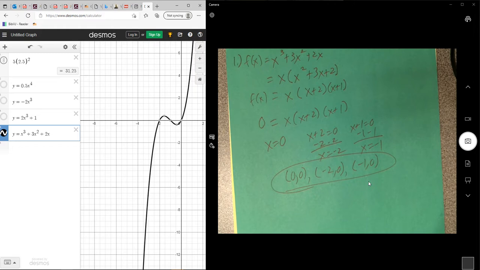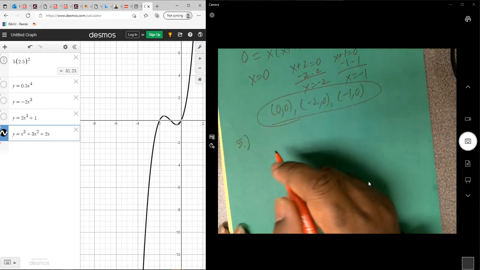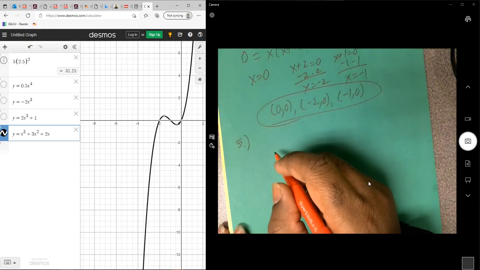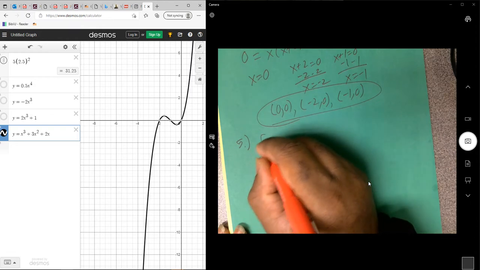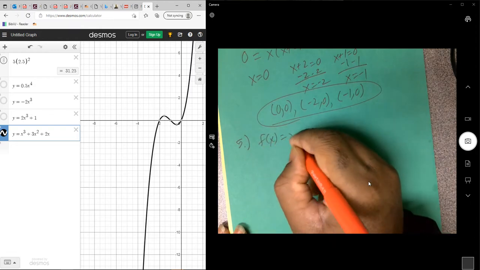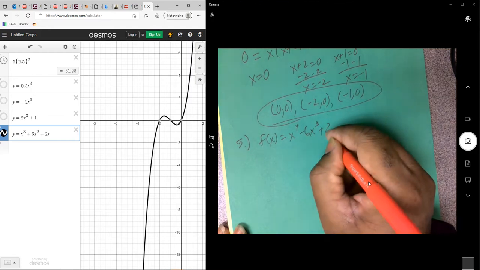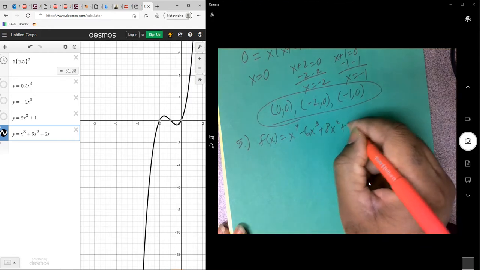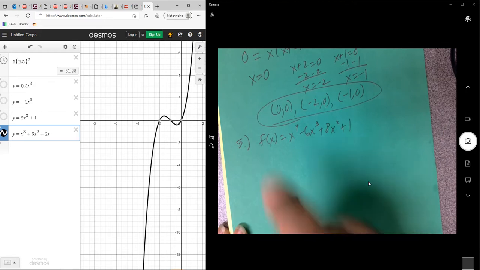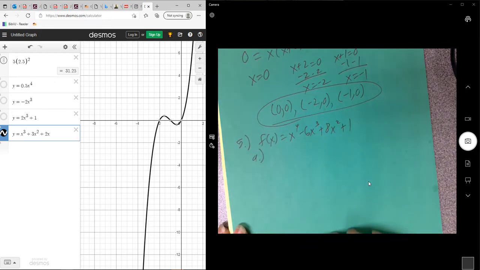Okay, we'll do problem number 5. Problem number 5 says consider the function defined by f of x is equal to x to the fourth minus 6x cubed plus 8x squared plus 1. Now, for A, it says use your graphing calculator to sketch the graph of this function.